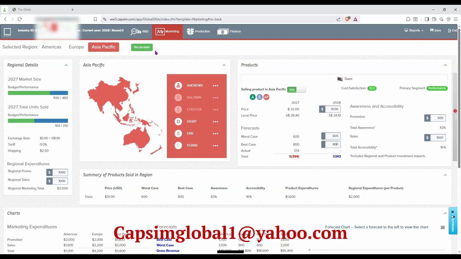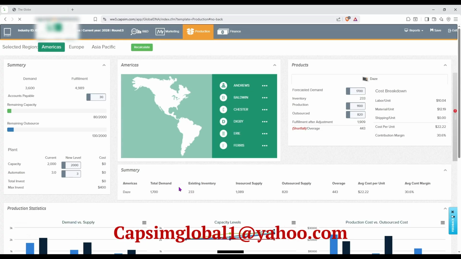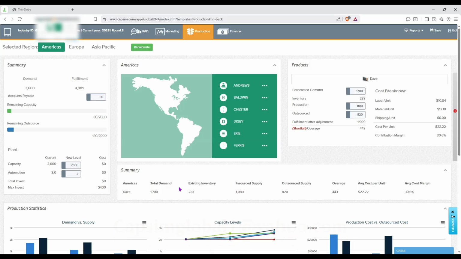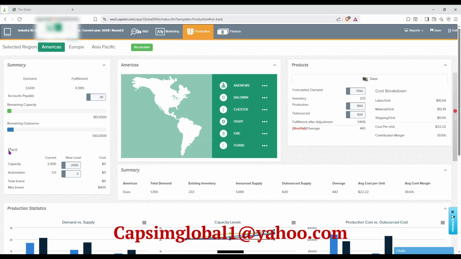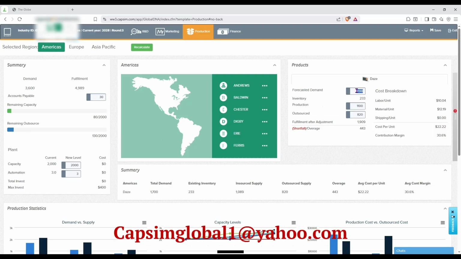Next on is actually the production department. Under production, we're actually responding to what we have forecasted. So we are talking about maybe purchasing capacity and automation. Remember, if you purchase capacity, that simply means that you are increasing your ability to produce more products. And if you purchase automation, simply means that you are trying to lower the material cost and the labor cost in the simulation. So for the forecasted demand, you can see for us is 1,700. That's for the Americas. We have an inventory of 233. So this simply means that we need to produce around 1,500 products.